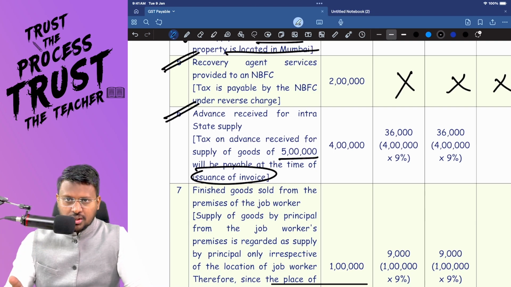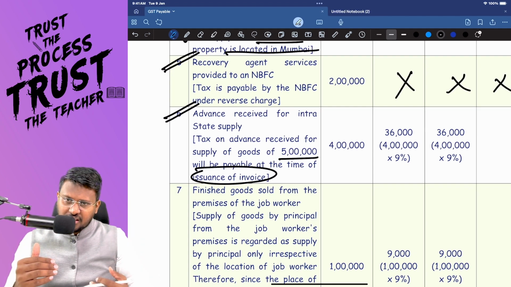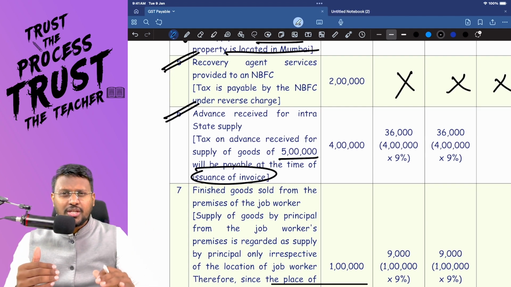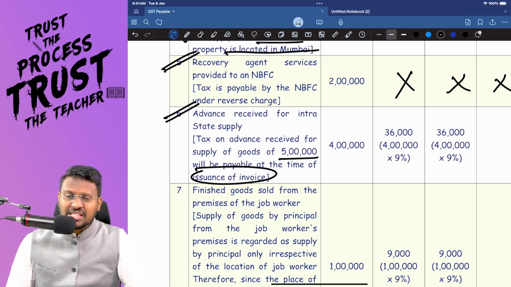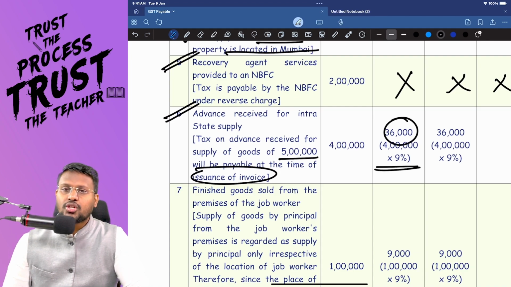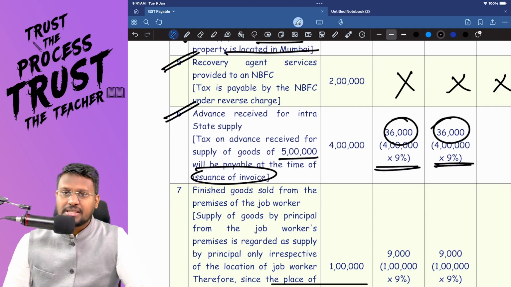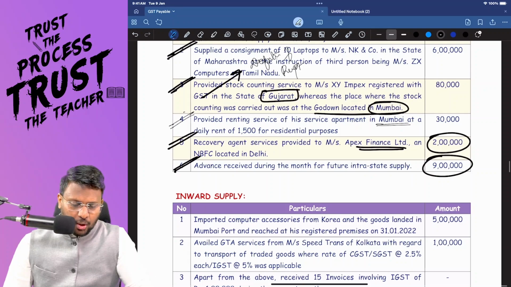For goods, we are not supposed to pay GST on an advance basis; for goods, we pay GST on an invoice basis. Whereas for services, we are supposed to pay GST on an advance basis. So 4 lakh into 9% comes to how much? 36,000. And 4 lakh into 9% comes to how much? 36,000. Comfortable, sir? So with that, the advance point is also taken care of.